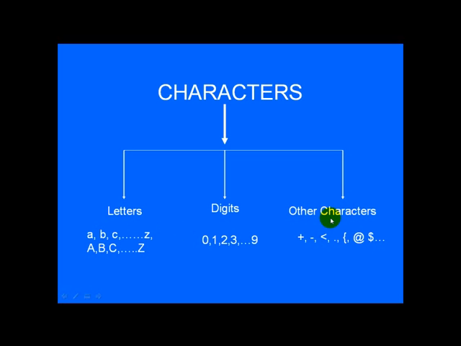Students sometimes get confused with letters and characters. What is a character? What is a letter? A is a letter. Is it a character or not? 0 is a digit, whether it is a character or not. And plus is a character or not. So with this presentation, it should be clear what are letters, what are digits, and what are other characters.